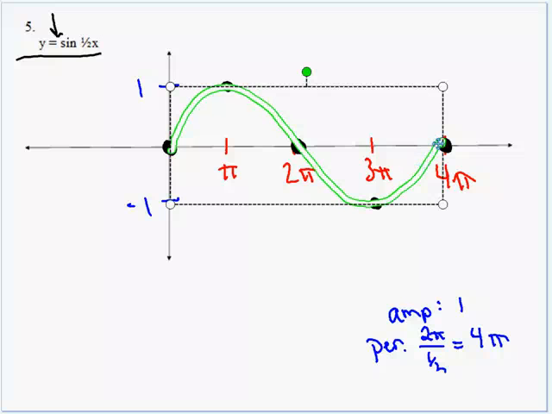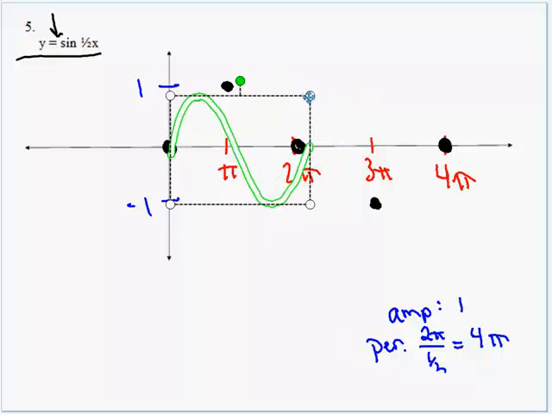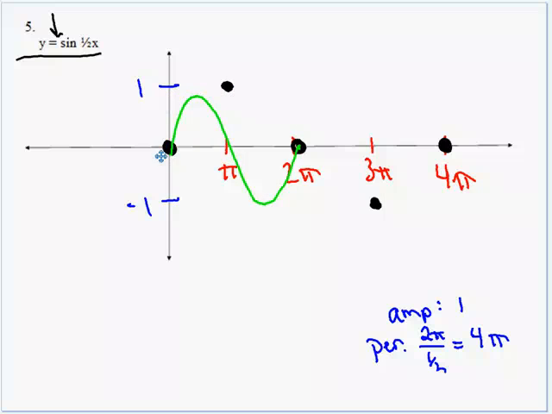Usually the sine wave starts at the origin, ends at 2 pi. So that's usually what our sine wave looks like. We have a peak at a half and a valley at 3 halves. But this 1 half in front of the x sort of tweaked it, and it stretched out our sine wave all the way out to 4 pi.